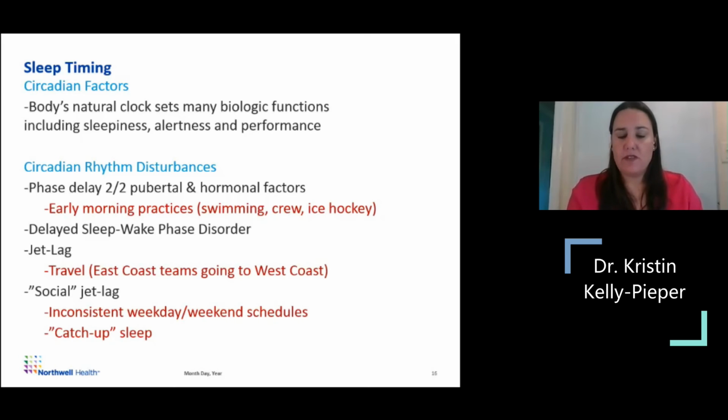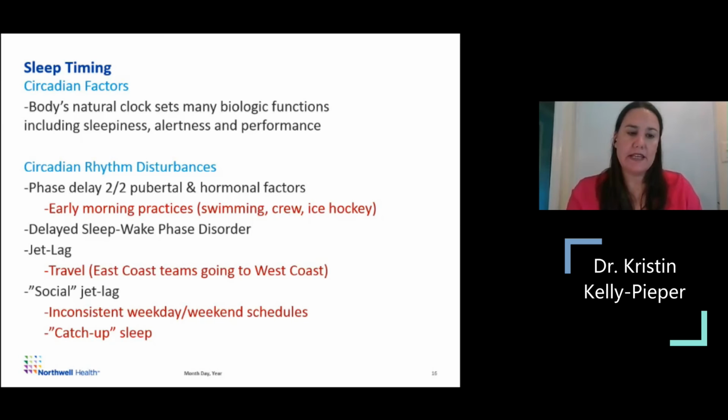And this is a very well-known, well-documented biologic phenomenon that can really have impact on sports that have early morning practices, so swimming, crew, ice hockey, where these teens are really going to struggle to wake up for those set times.